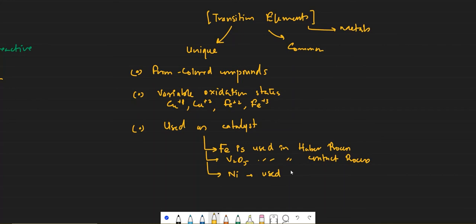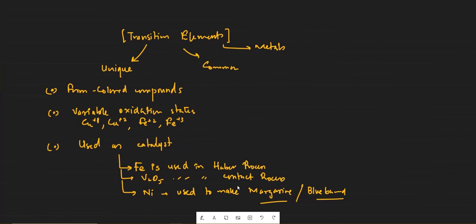It is used to make margarine. Margarine is normally associated with Lubang. Lubang is a brand name. Don't write it is used in making Lubang. Lubang is margarine, basically. Okay, that you apply on your butter. It's yummy. Okay, so these are the unique properties of transition elements.